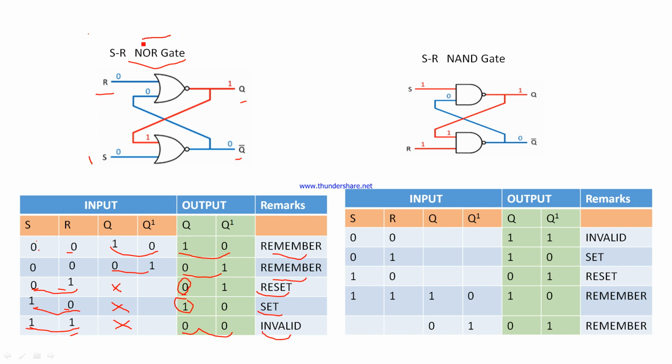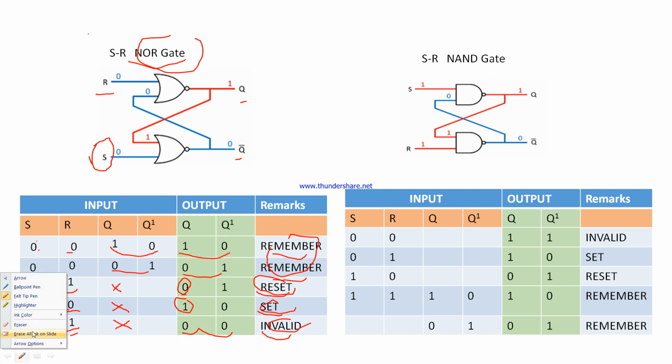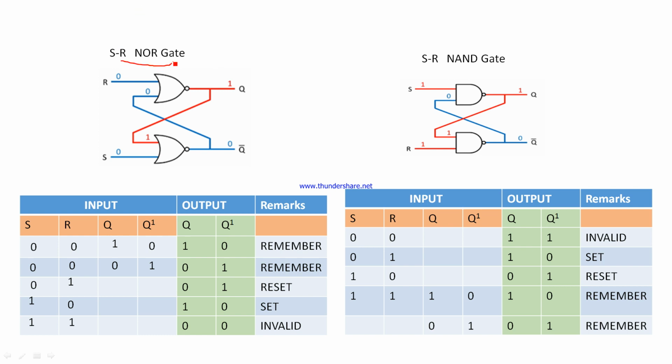The thing to remember is the SR NOR gate with S below, and the first possibility is remember, then reset, then set, then invalid. So let's recap easily so that it's easy to remember. SR NOR gate, we put S below, R here, Q and Q dash. Then the first possibility is remember. What is remember? Whatever we put for Q and Q dash, it will remain the same. Then 0 0, 0 1, 1 0, 1 1. So remember, then reset, set, invalid.